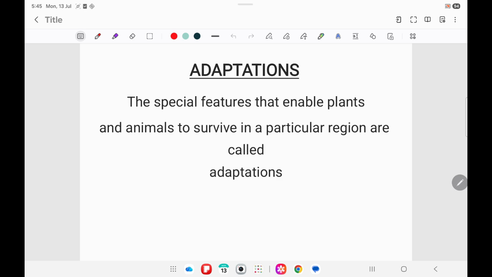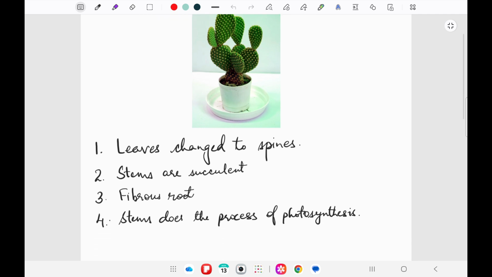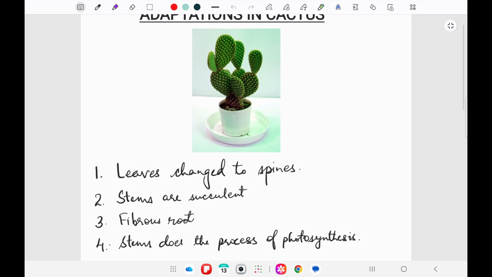We then learnt about different adaptations. So what is adaptation? The special features that enable plants and animals to survive in a particular region are called adaptations. We learnt about the adaptation in cactus. Their leaves changed to spines so as to reduce the amount of water loss due to transpiration. The stems are succulent in cactus. They have got fibrous roots, and the stem does the process of photosynthesis as there are no leaves.